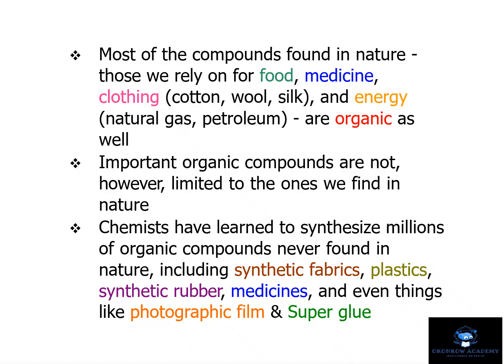Organic chemistry is not just confined to the lab, it is everywhere in our daily lives. Most of the compounds we rely on for food, medicine, clothing, like cotton, wool, and silk, and energy, like natural gas and petroleum, are all organic compounds. And it doesn't stop at nature. Chemists have synthesized millions of compounds never found in nature. Synthetic fabrics, plastics, rubber, life-saving medicines, and even everyday materials like photographic film and superglue. Organic chemistry literally shaped the modern world. So as you can see, these are examples of organic compounds.